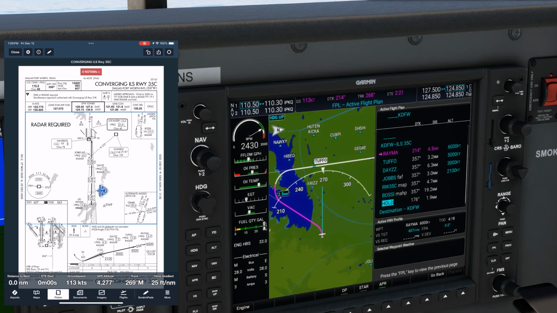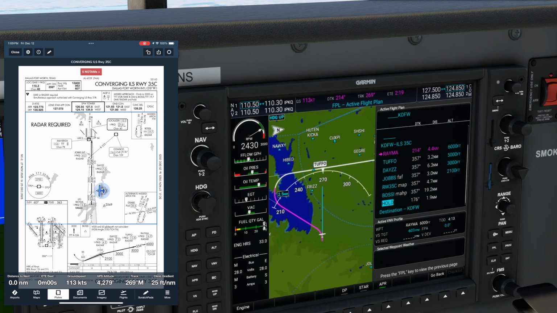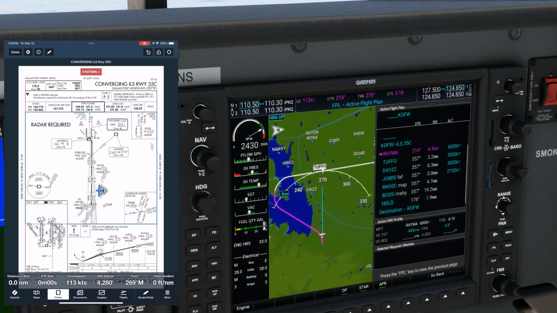Also, on the right side are the altitude restrictions for each point, going from 6,000 at RAMA to 2,100 at the Glideslope intercept. We're at 4,000. Even though it's below the restrictions for RAMA and TUFO, it's okay because we're on vectors. In fact, what seems clear is that we'll receive a vector to intercept the localizer between TUFO and Days.